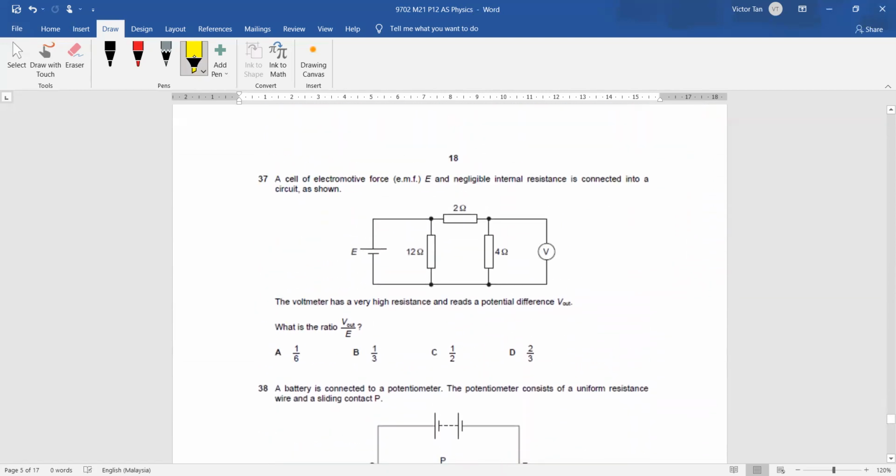Nearly there. A cell of electromotive force E and negligible internal resistance is connected into a circuit as shown. The voltmeter has a very high resistance and reads a potential difference of V out. What is the ratio V out over E? Negligible internal resistance.